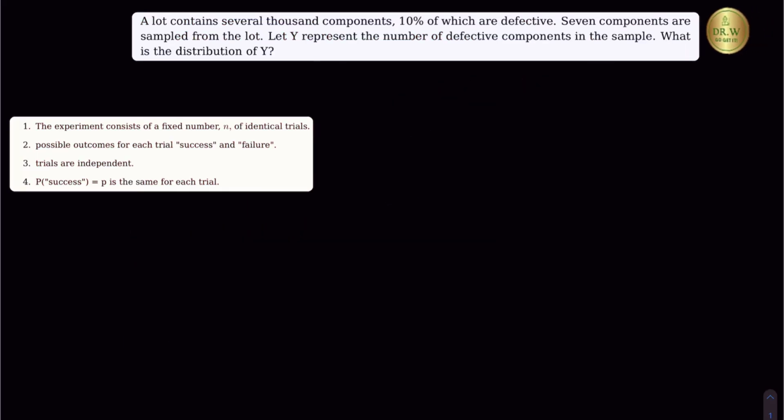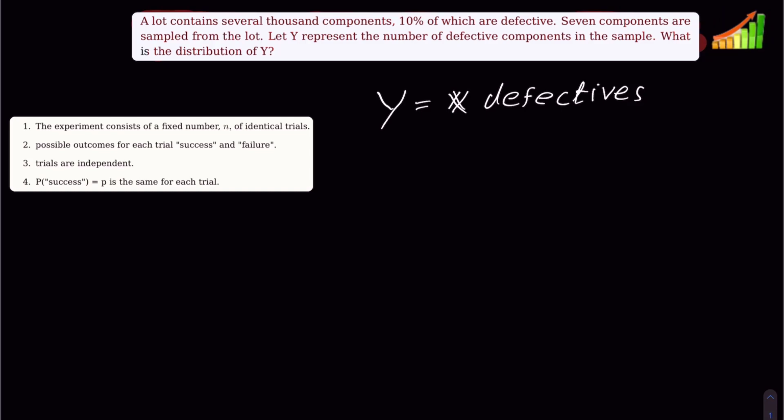Then the second example: a lot contains several thousand components, 10% of which are defective. 7 components are sampled from the lot. Let Y represent the number of defective components in the sample. What is the distribution of Y? So the random variable is Y. Y is the number of defectives. Here there are 2 possible outcomes. What are those? Defective or non-defective, right? Then this also can be a binomial.